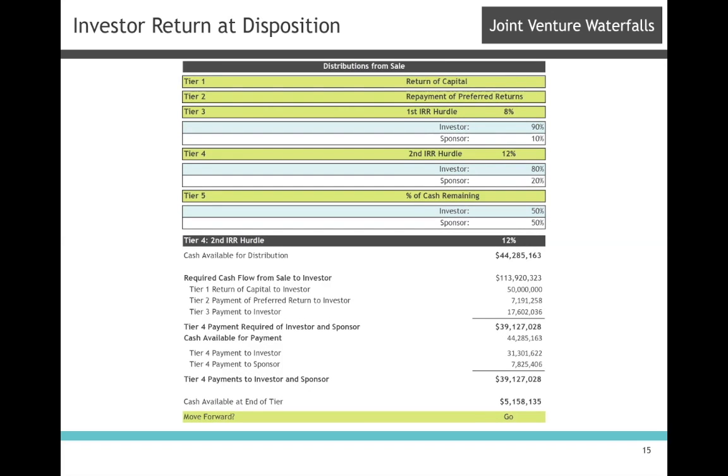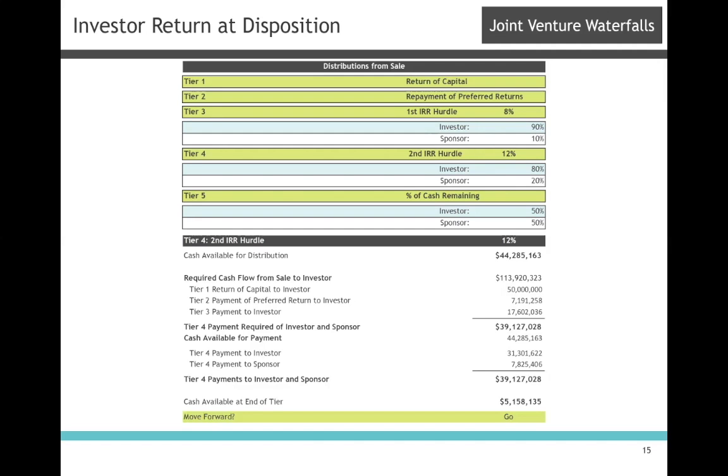Tier four, so a return of 12% cash flow would require 113.9 million. And so we'd have to pay out in this tier 39 million more. And at the end of this payment, after the sponsor has already started to get rewarded, we still have 5 million or $5.1 million left over.